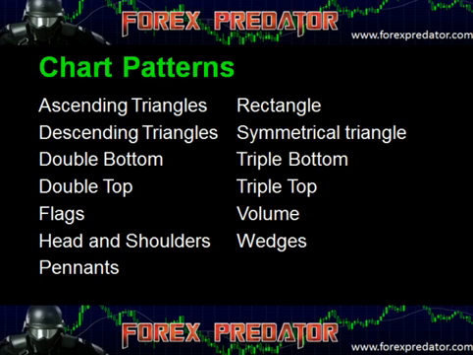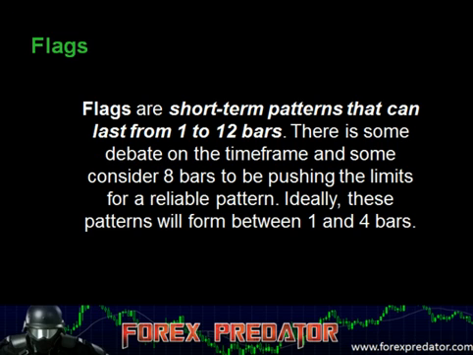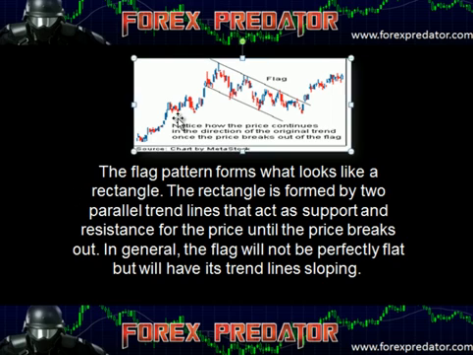So flags are short-term patterns that can last from 1 to 12 bars. There is some debate on the time frame, and some consider 8 bars to be pushing the limits for a reliable pattern. Ideally, these patterns will form between 1 and 4 bars. The flag pattern forms what looks like a rectangle. The rectangle is formed by 2 parallel trend lines that act as support and resistance for the price until the price breaks out. In general, the flag will not be perfectly flat, but will have its trend line sloping.